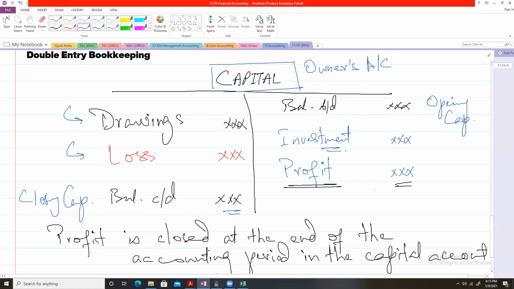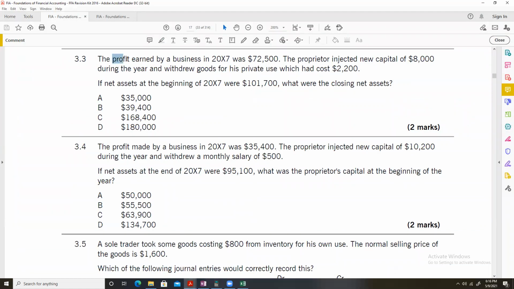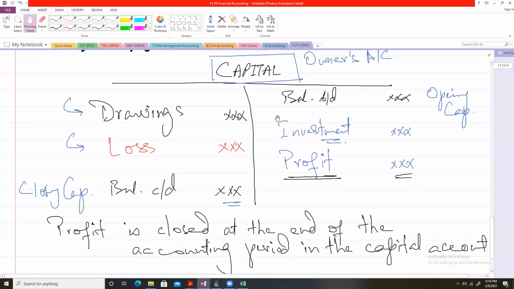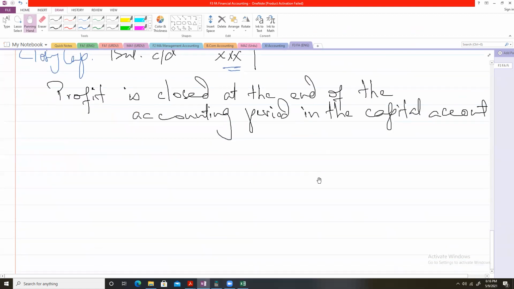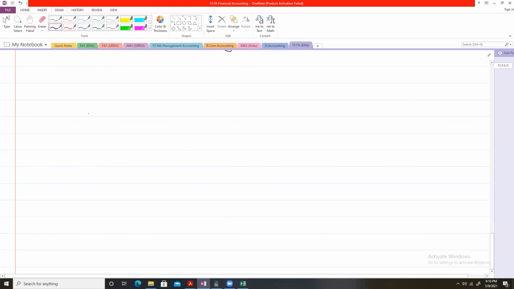So just remember this thing that I am showing you right now on the screen. You can also copy it down. Now, look at this question here. The profit earned by the business in 2007 was how much? $72,500. Okay. Now, keeping this T account in mind, let's prepare a capital account.